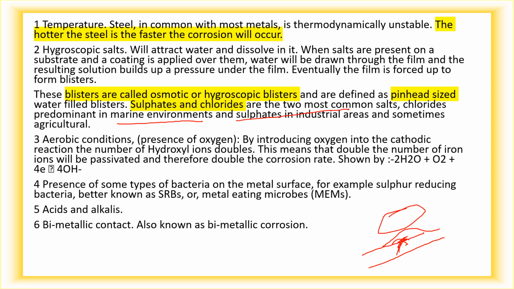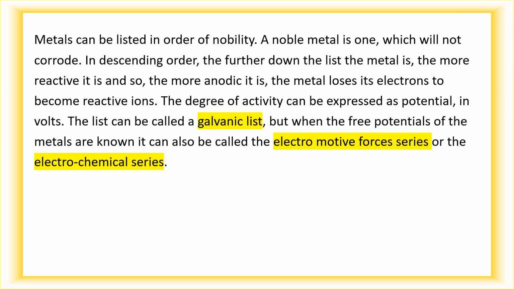What is bimetallic corrosion? Let us explain. Metals can be listed in order of their nobility. A noble metal is one which will not corrode. In descending order, the further down the list, the more reactive the metal is. The degree of activity can be expressed as a potential in volts. The list is called a galvanic list, when the free potential of the metal is also known as the electromotive force series or electrochemical series.